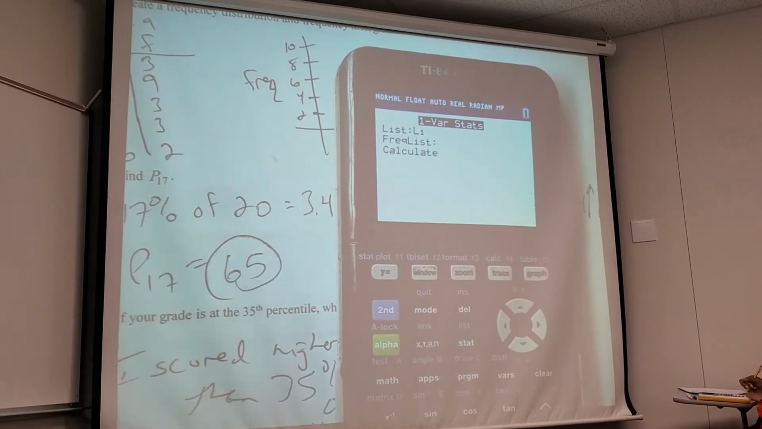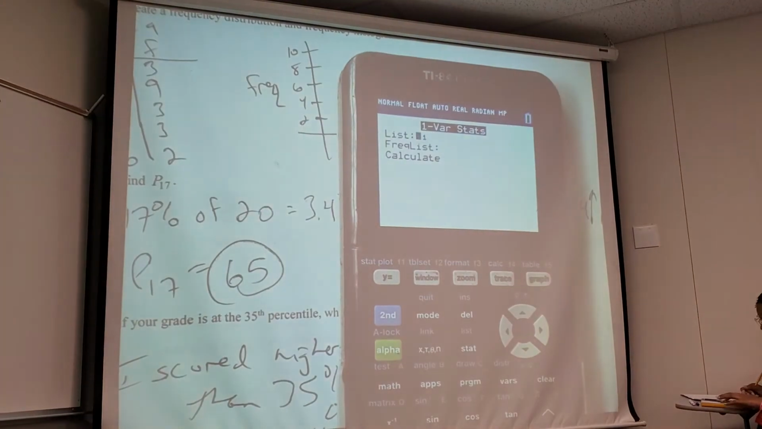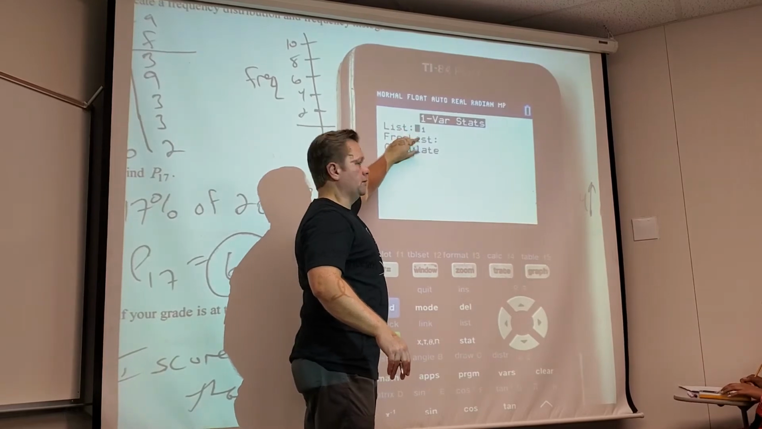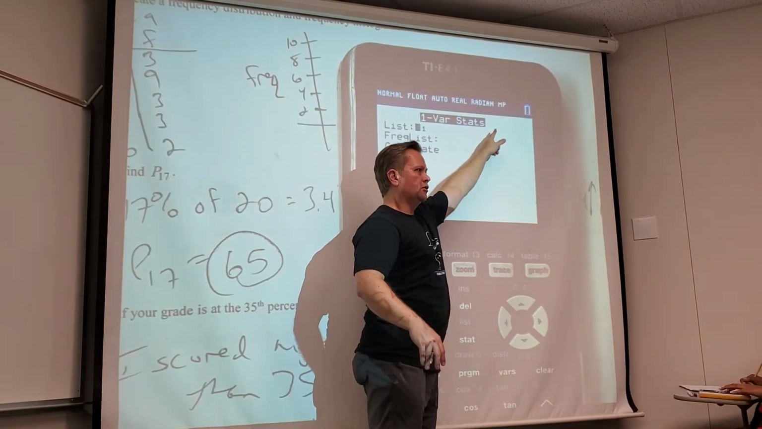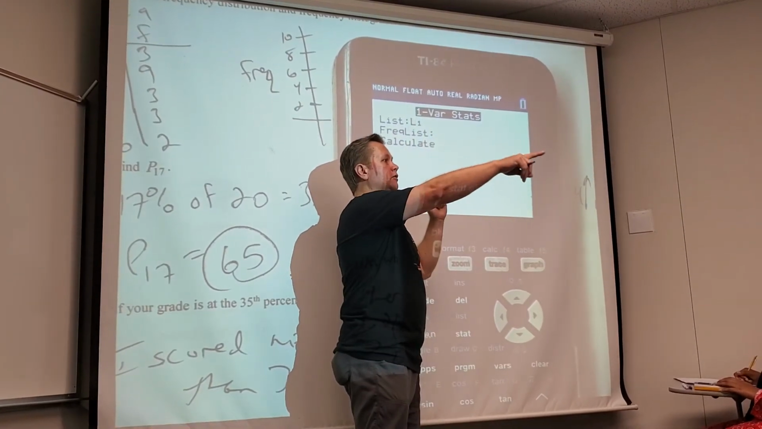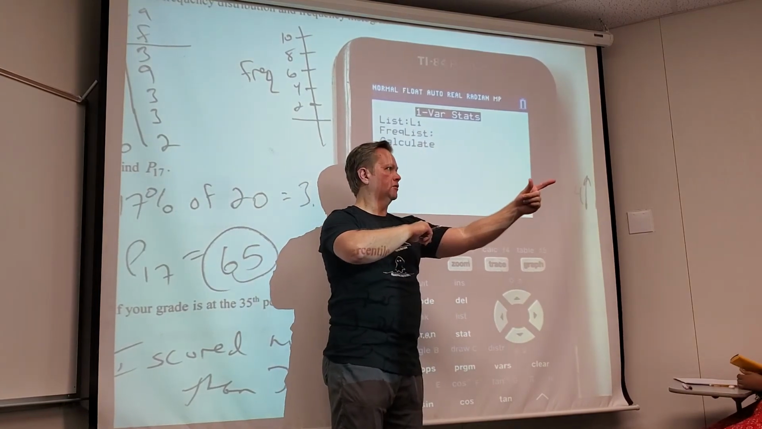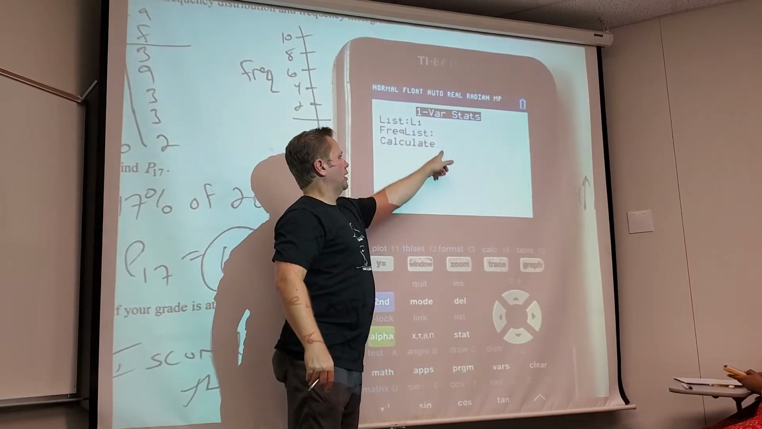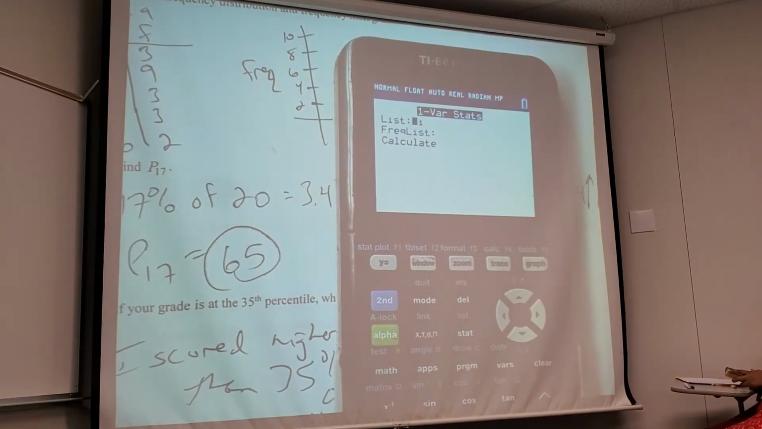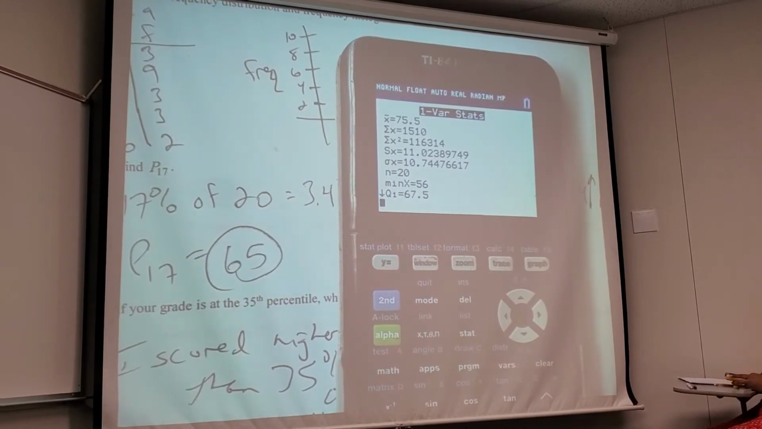Now, depending on which flavor calculator you have, if you have an older one, it doesn't show this. Some of you have this showing up on your screen, some of you just have the word. If you just have the word, it defaults to list 1. You just hit enter. The rest of you make sure you have L1 and these are blank. You hit enter. If you have this, you got a little more work to do. Enter, calculate.